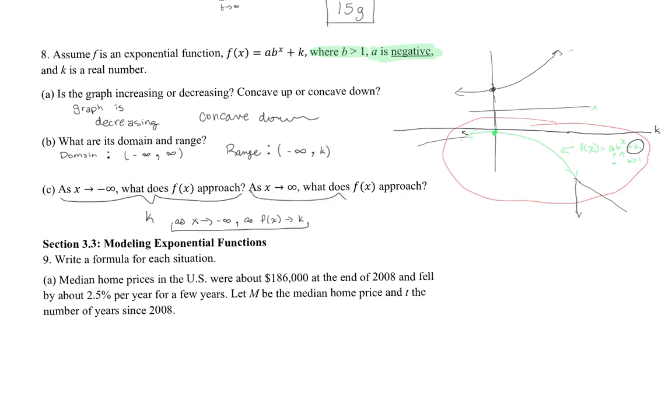So now let's look at this second one. We're talking about as x approaches positive infinity. It looks like our y is approaching negative infinity. So the way to write that would be, as x approaches infinity, f of x approaches negative infinity. And those would be your two ways of answering that.